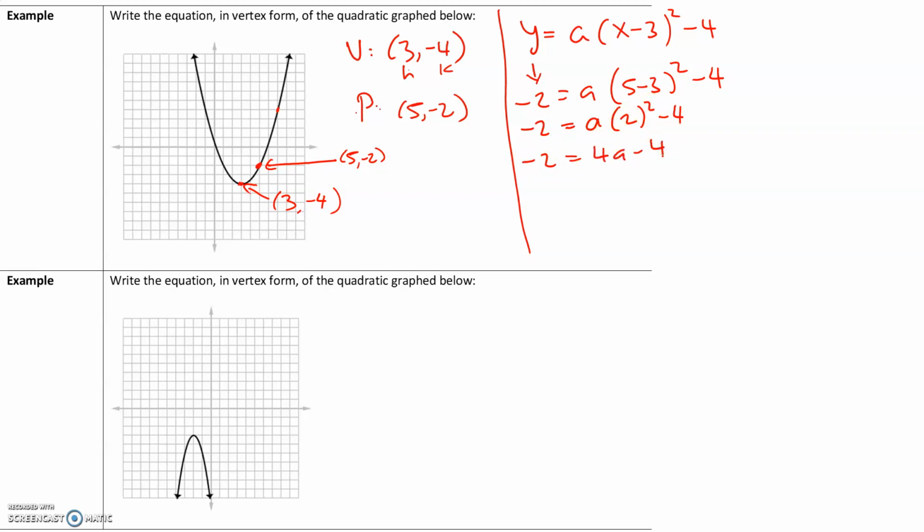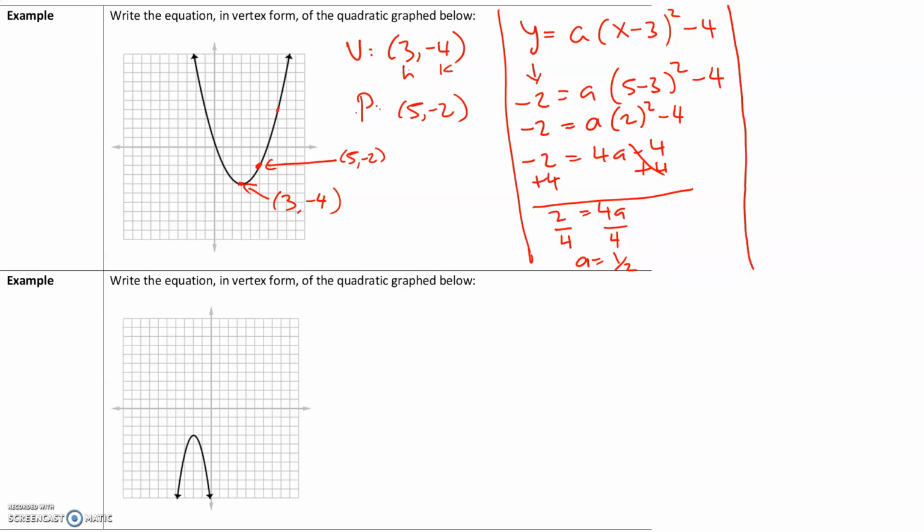This becomes an equation which we can solve. If I add 4 to both sides, I get 2 equals 4a. And if I divide everything by 4, I end up with a equals 1/2. Now I'm going to show you guys the same thing with a different x and y value.